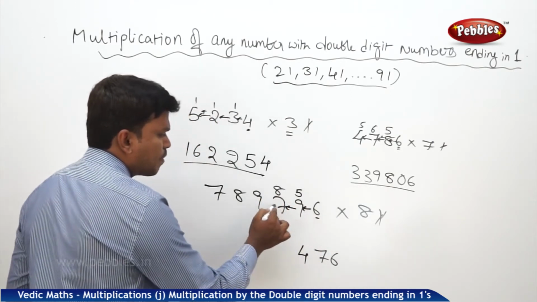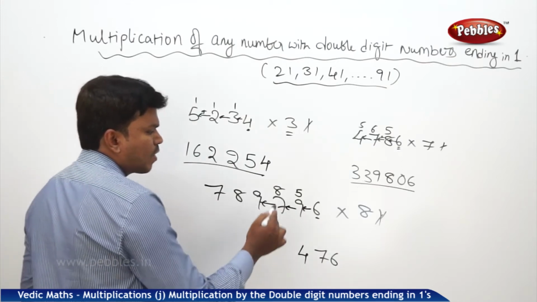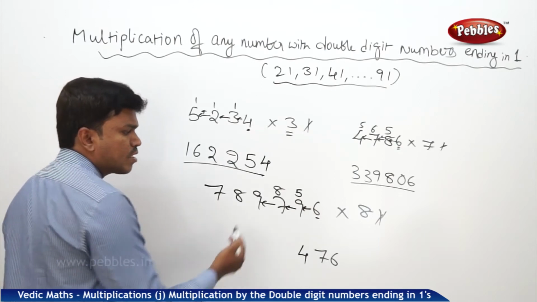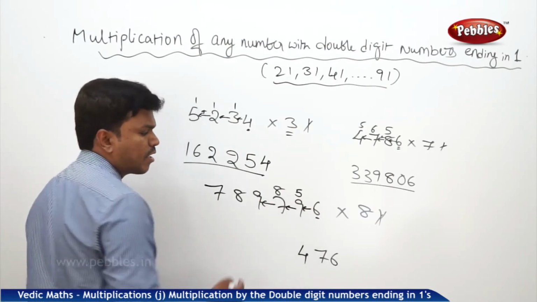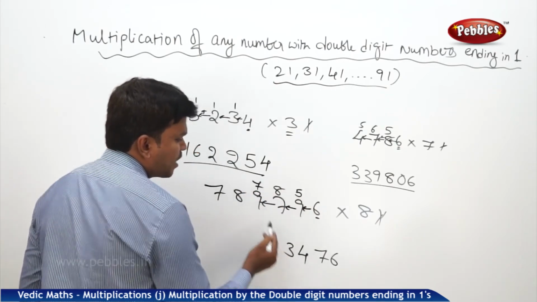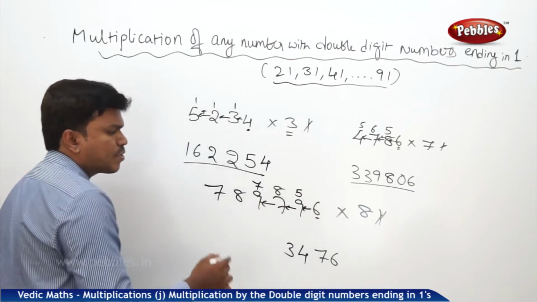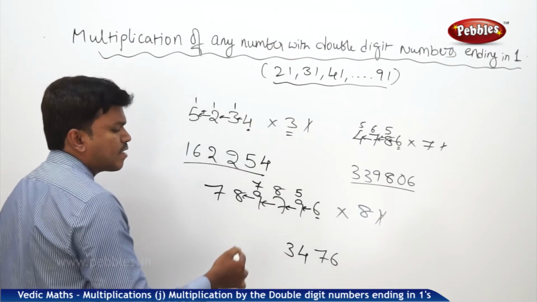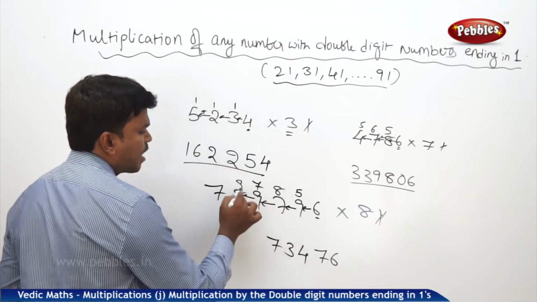8 7s are 56 plus 8, 64. 64 plus 9, 73. So drop 3, carry 7. So 8 9s are 72. 72 plus 7, 79. 79 plus 8, 87. So drop 7, carry 8.